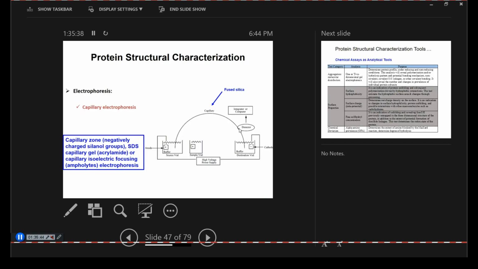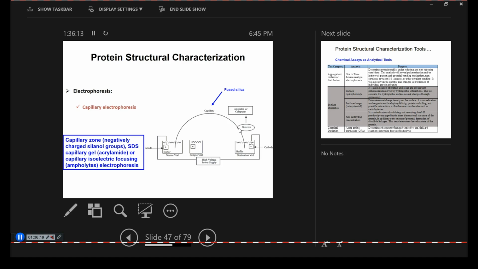Capillary electrophoresis allows for quantification, not just qualitative detection. It has a similar principle to gel electrophoresis, where you separate based on isoelectric focusing. With a capillary tube, you can have ampholytes run through a gel and separate the proteins based on their isoelectric point. Or you can run a regular acrylamide gel, SDS, and separate based on size.